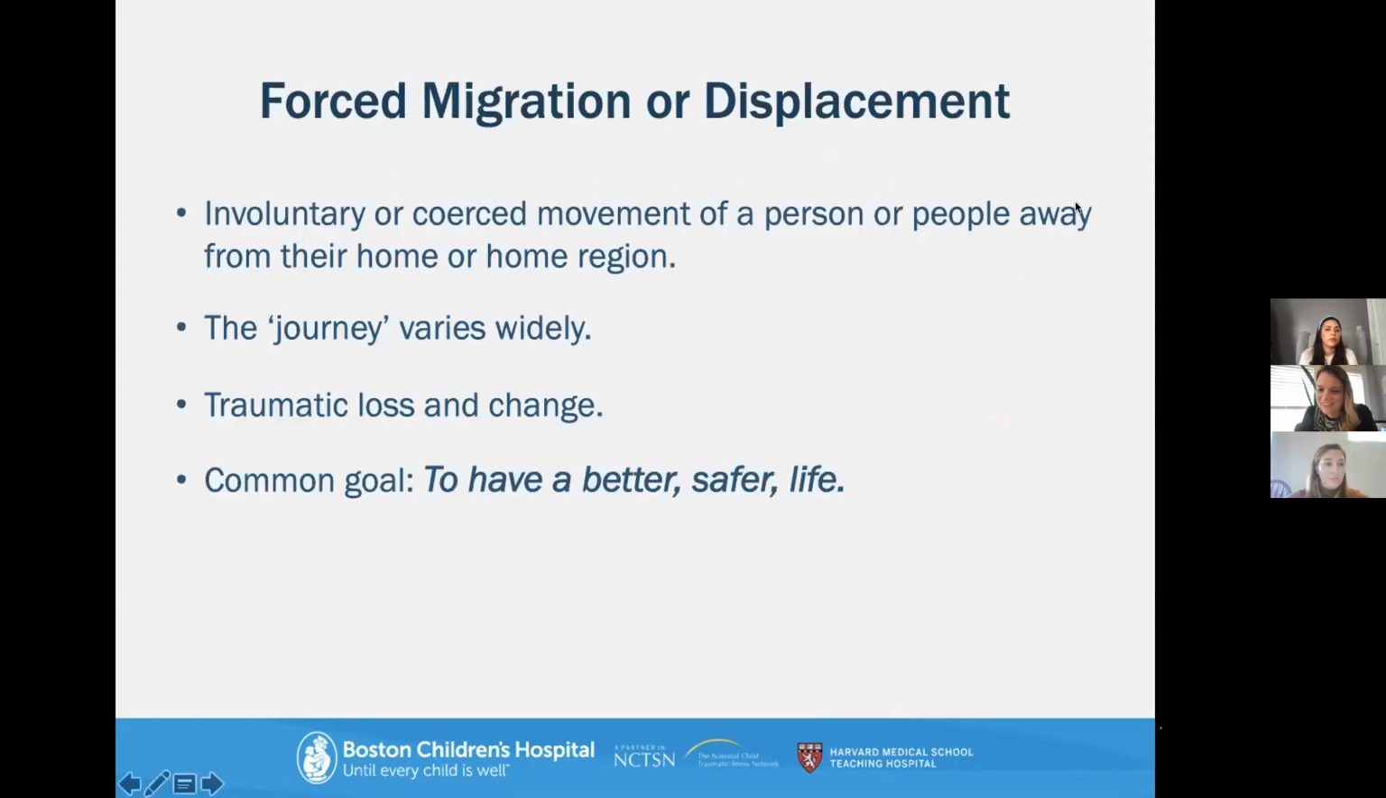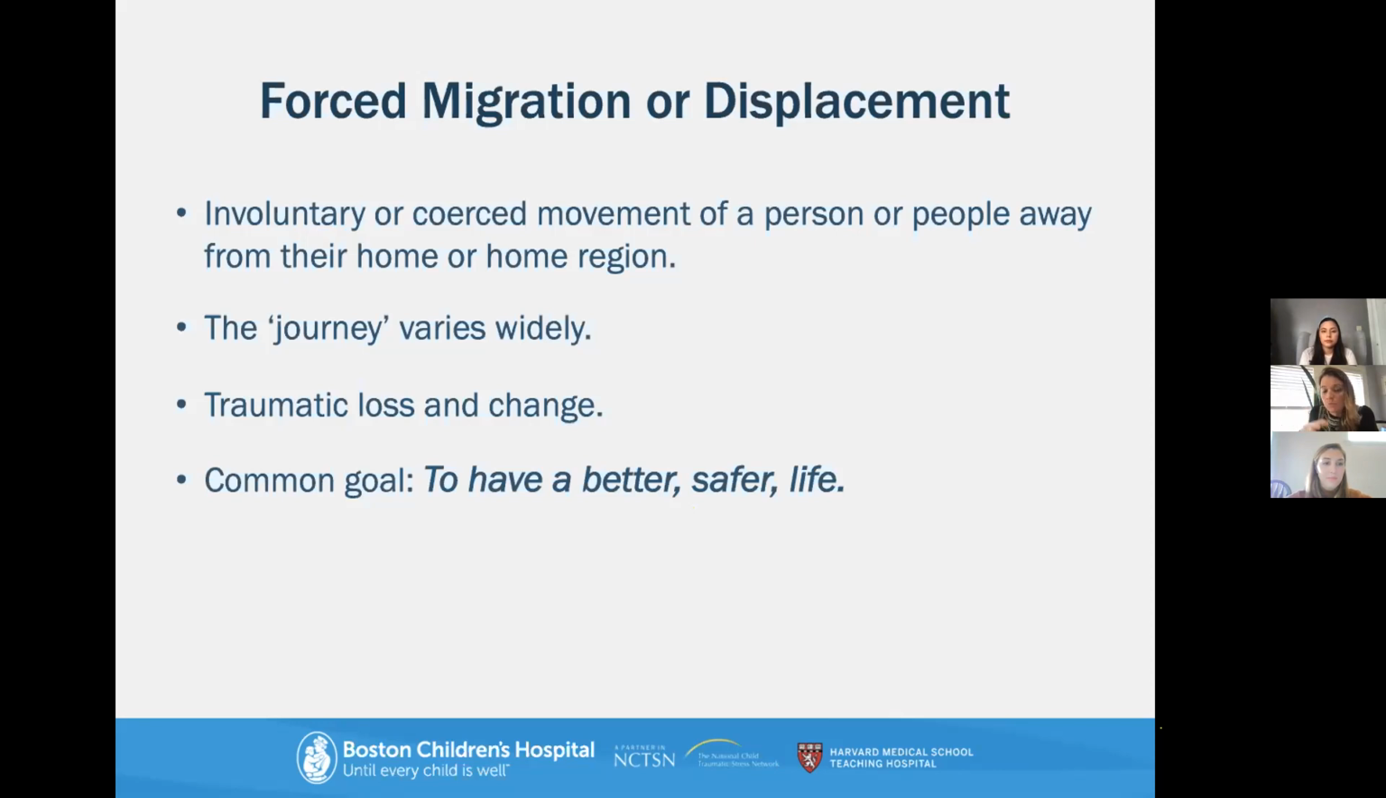Okay, thank you, Caroline. So we'll transition now. Caroline has done a nice job of giving us a context of who are the individuals that we're talking about. Now it feels important to provide a definition of when we say forced migration and displacement, what do we really mean? And essentially, what that means is there is an involuntary coerced movement of person or people from their home or home region.